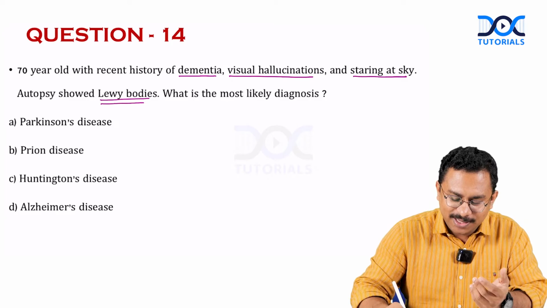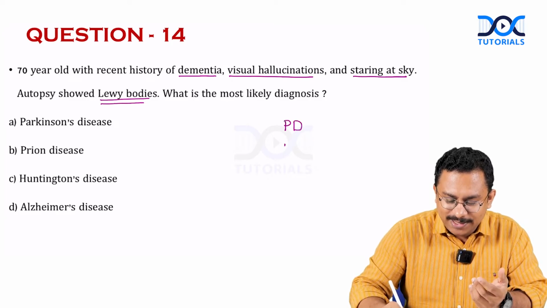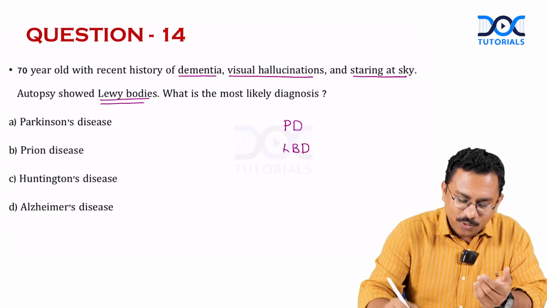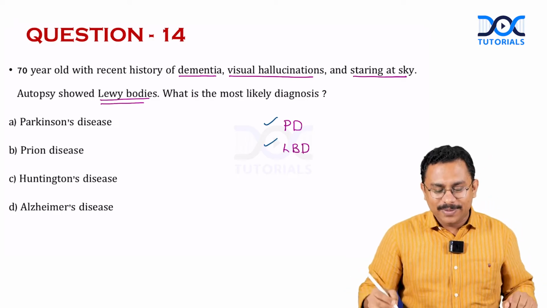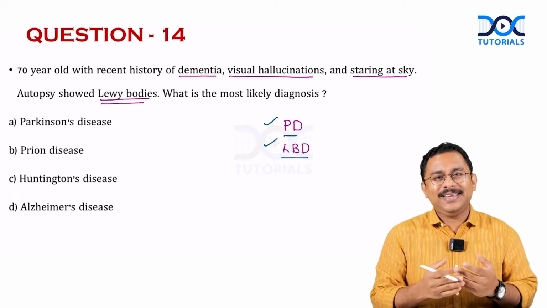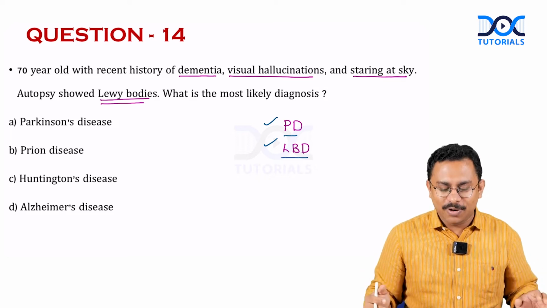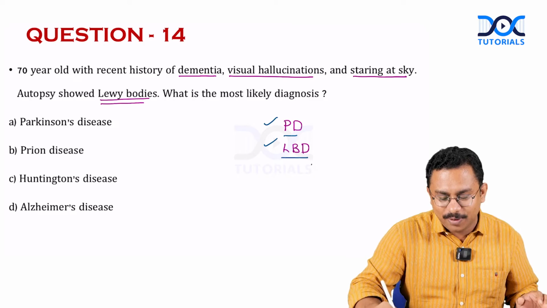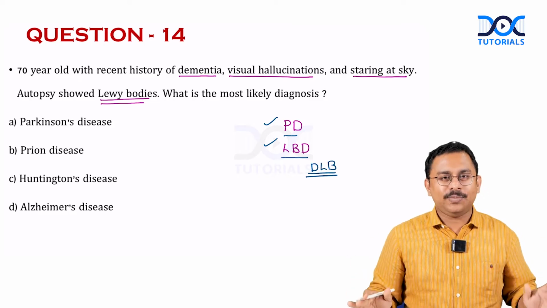One of them is Parkinson's disease, and the second one is Lewy body dementia. So the Lewy body diseases that you know are Parkinson's disease and dementia with Lewy bodies. Now out of these two, what do you think must be the answer? Obviously, you are not seeing dementia with Lewy bodies, or DLB, in the options.